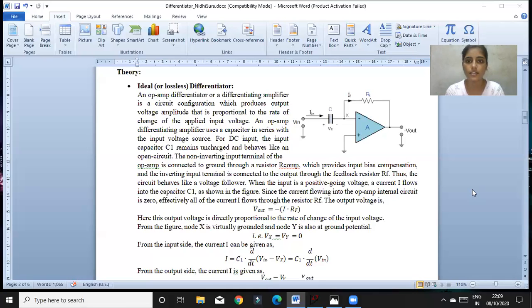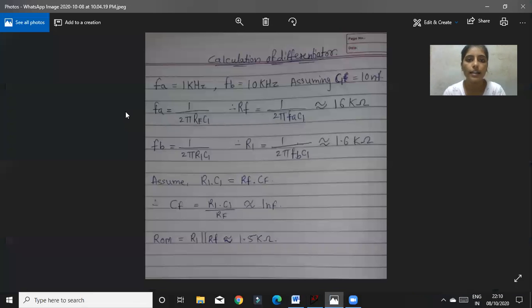So this is the short theory part of the differentiator, and my calculation is this. I assume FA is equal to 1 kilohertz, FB is 10 kilohertz, and I assume C1 is 10 nanofarad. My FA is 1 upon 2 pi RF into C1, so my RF is equal to 1 upon 2 pi FA into C1, which is approximately 16 kilohms.